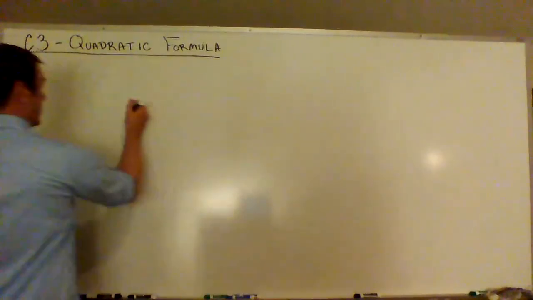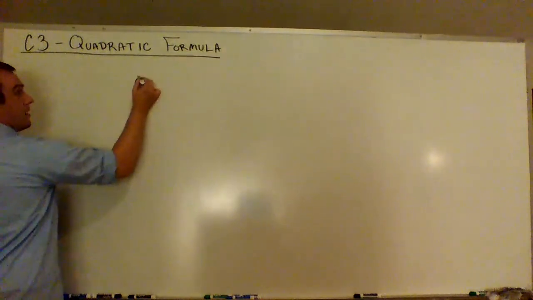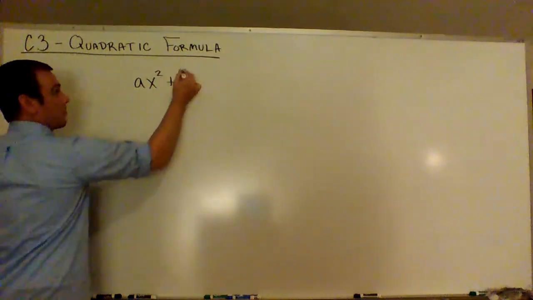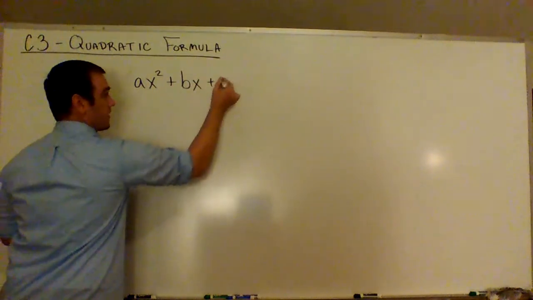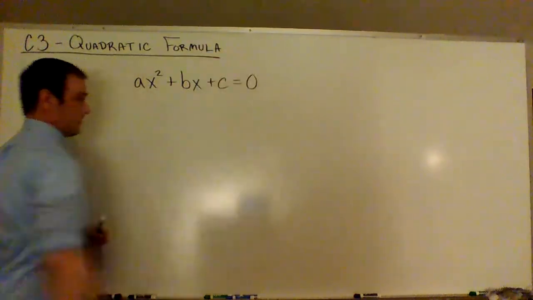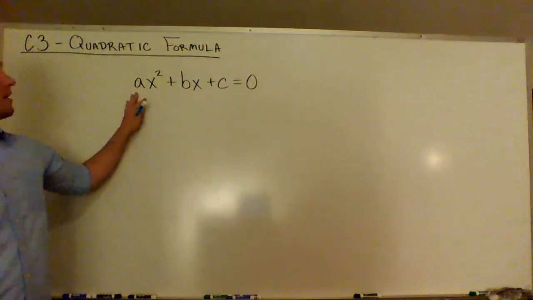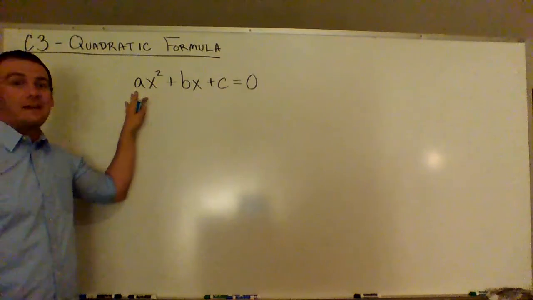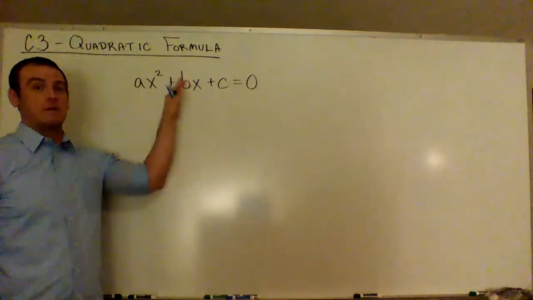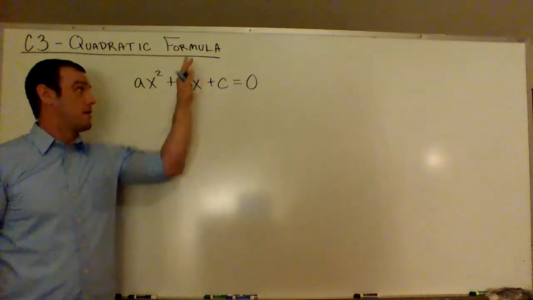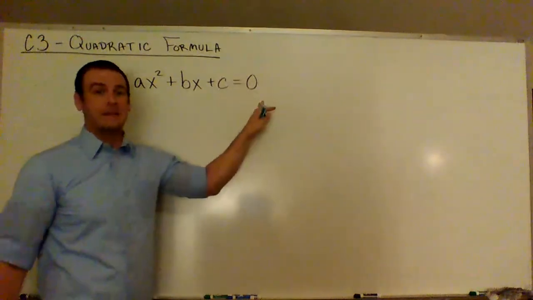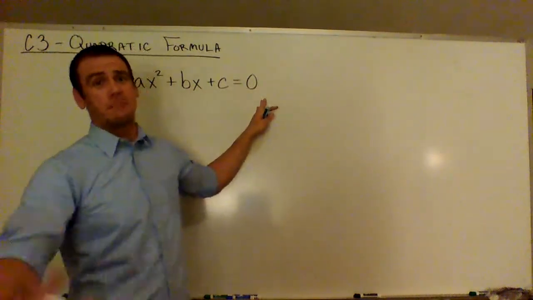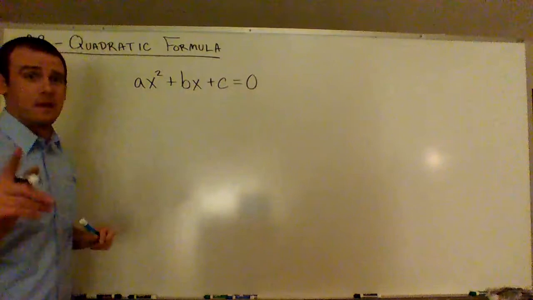Quadratic formula is going to be in the form ax squared plus bx plus c, and is going to equal 0. Alright? So guys, a is going to be the number in front of x squared, b is the number in front of x, c is your constant, and it has to equal 0 for you to be able to use the quadratic formula.